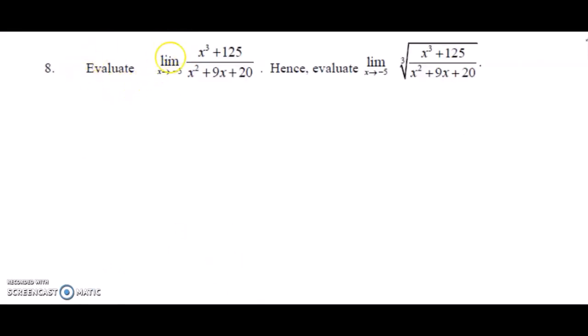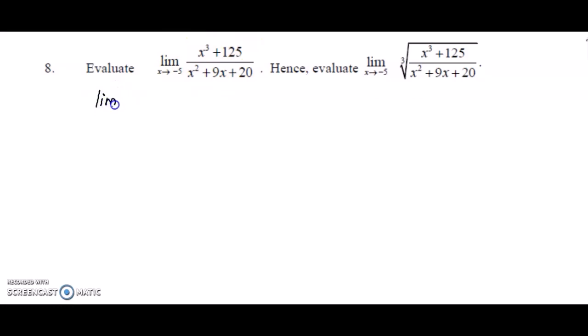For this question, we need to evaluate this limit and hence evaluate this limit. Okay, you can see that something is similar within these two functions. But here we have a cube root of this function, so we need to apply the properties later on. So before this, I just evaluate this first.